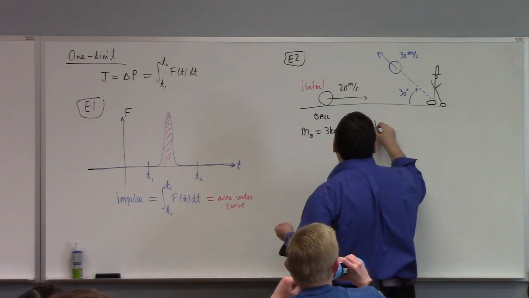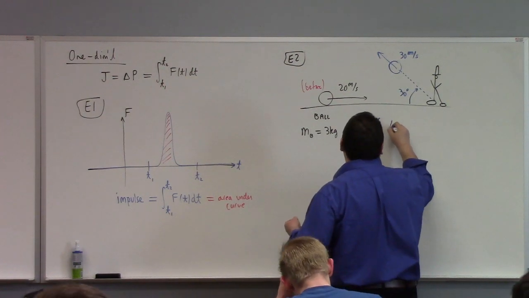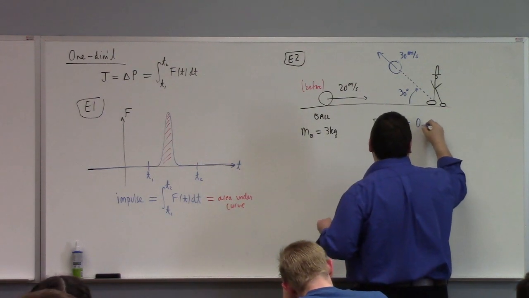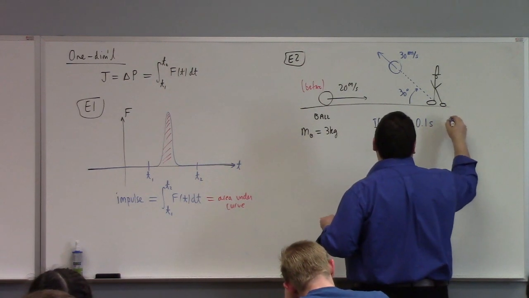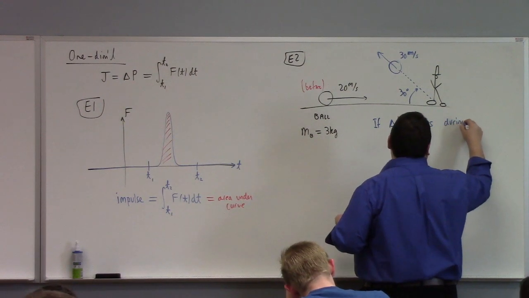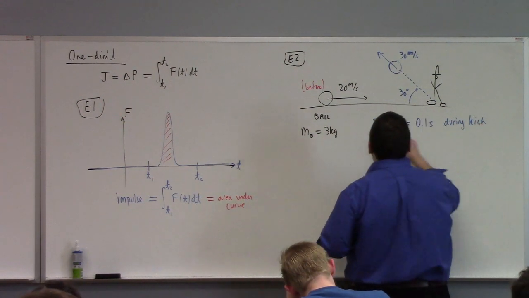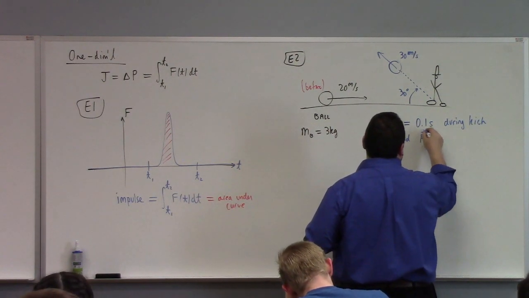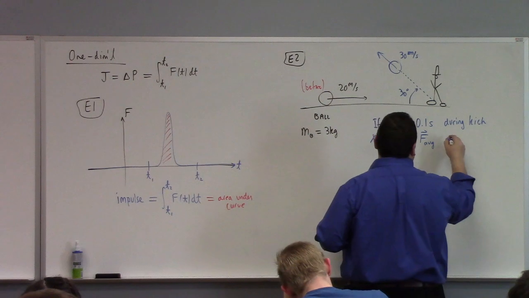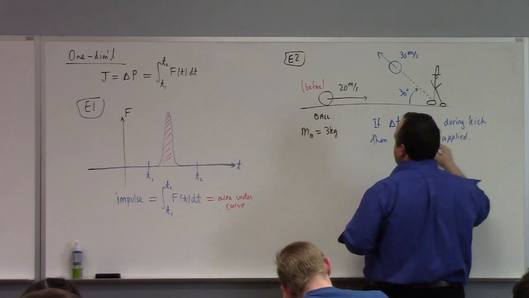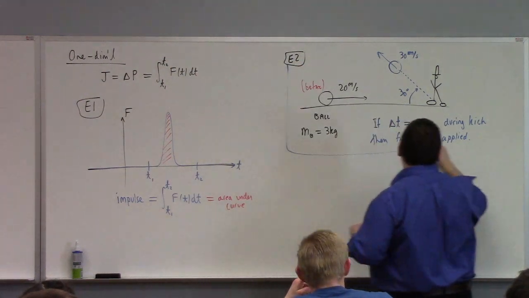So here's the question: if the duration of him kicking the ball is 0.1 seconds during the kick, then find the average force applied by Mr. Top Hat. Do you guys understand the question?